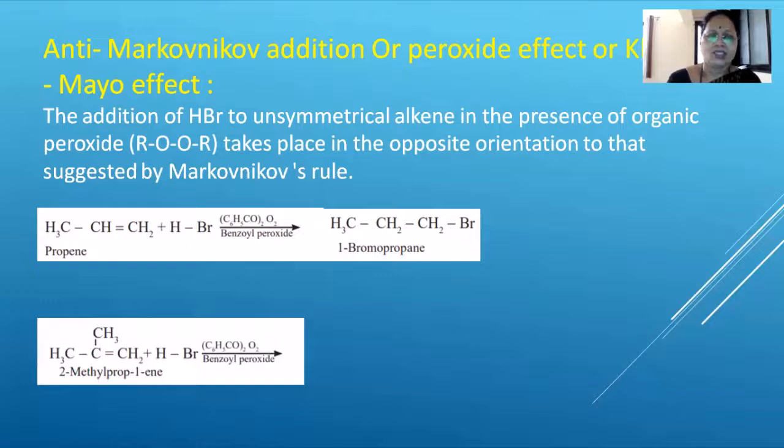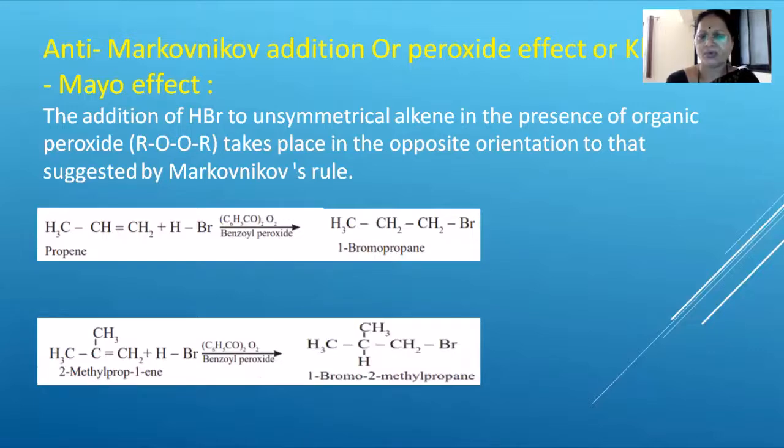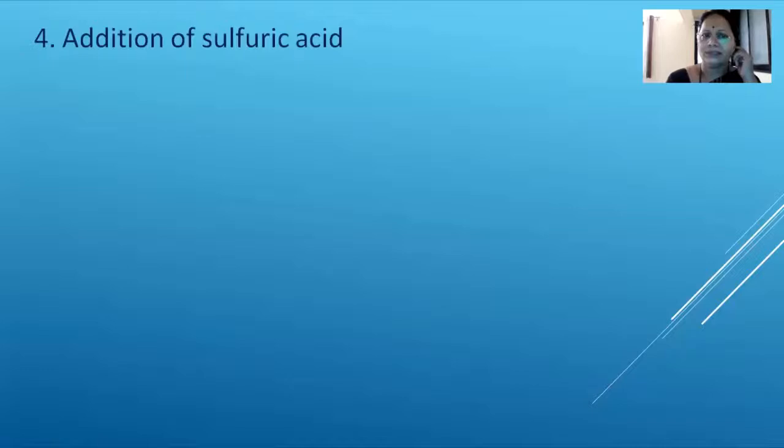Then second example is 2-methyl-prop-1-ene plus HBr in presence of benzoyl peroxide. See here, product will be 1-bromo, 2-methyl-propane. So this is about Markovnikov's rule, and then we are going to study addition of sulfuric acid in next lecture.